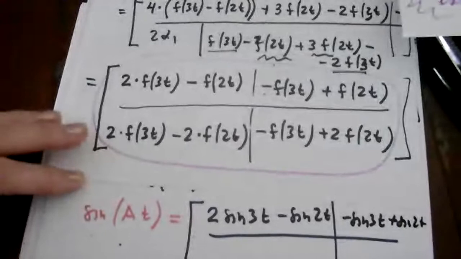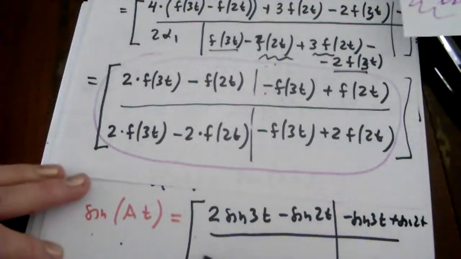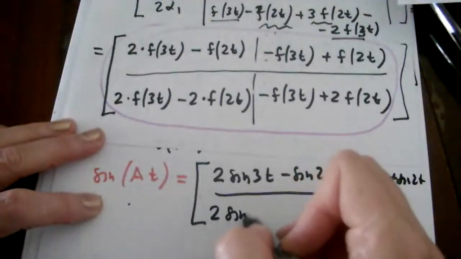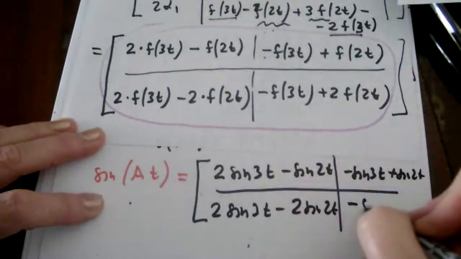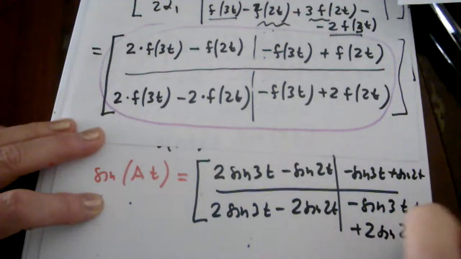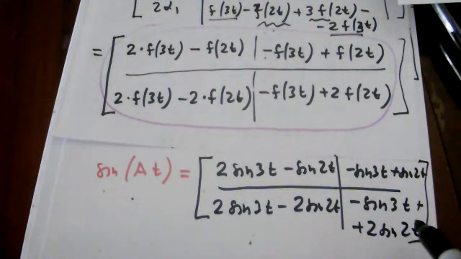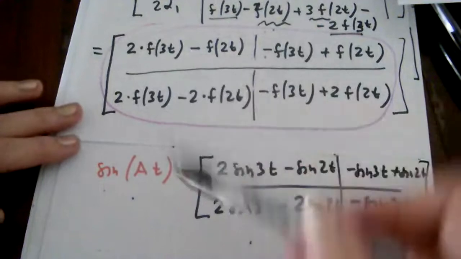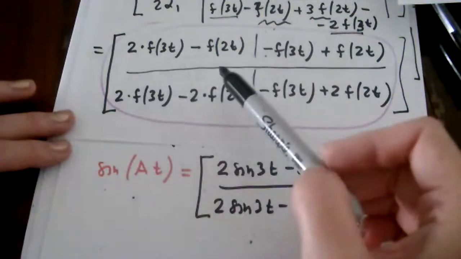Oh, I'm running out of space. Minus sine 3t plus sine 2t. The second row will be 2 sine 3t minus 2 sine 2t. And finally, this one will be minus sine 3t plus 2 sine 2t. So that's it. As you can see, the task is becoming quite boring, since you got this template. All we need to do is just substitute our concrete function into this general expression.